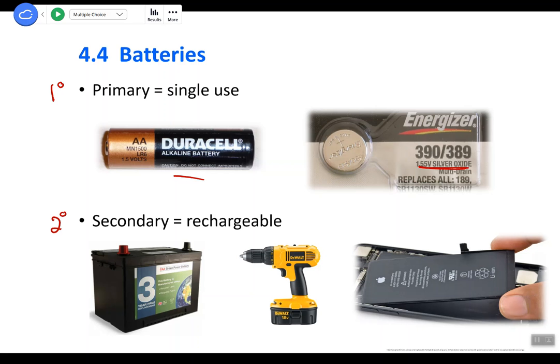We could also examine a silver oxide battery. You can buy these at like Canadian Tire or Dollarama. They used to go in watches, other small things. One of the materials is silver oxide at the cathode.